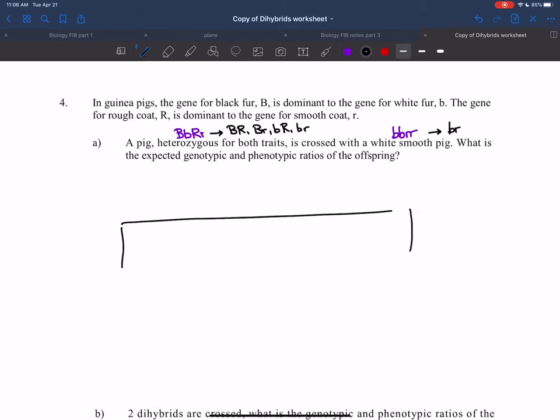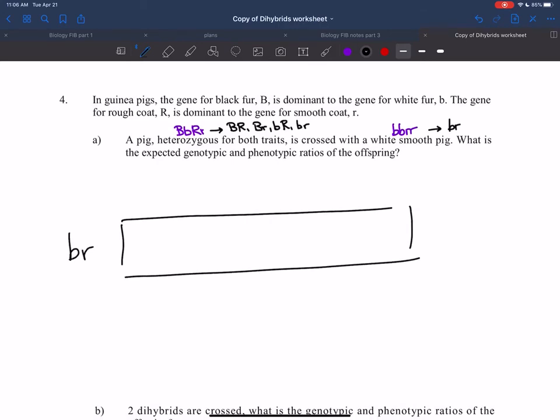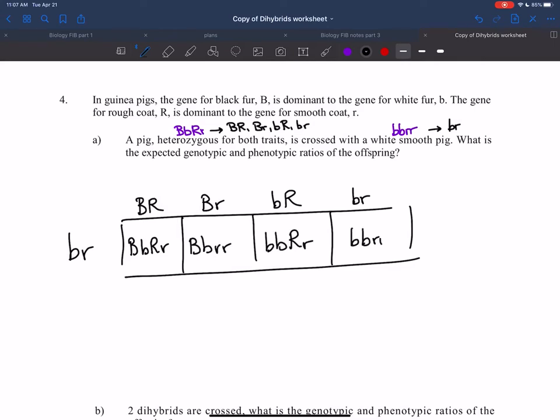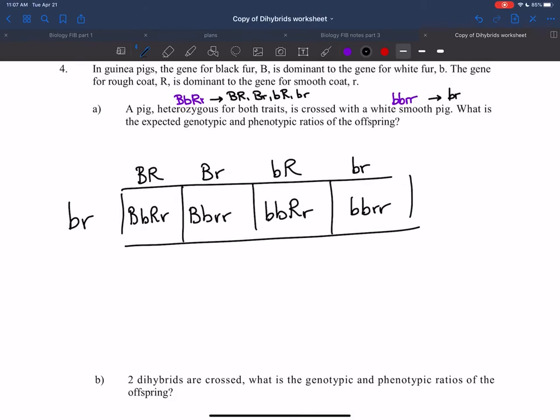So I'm going to have a Punnett rectangle. So the little b, little r, one parent is going to go here. And the other parent with its four possibilities is going to go here. And what is the genotype and phenotype ratio? So when it comes to genotype, I have one of each. So I'm going to have to list them all: 1 to 1 to 1, and finally to 1.